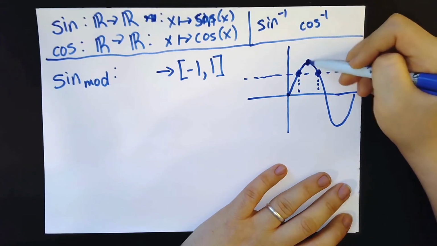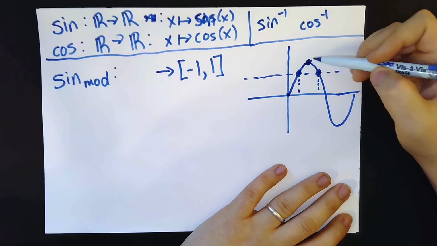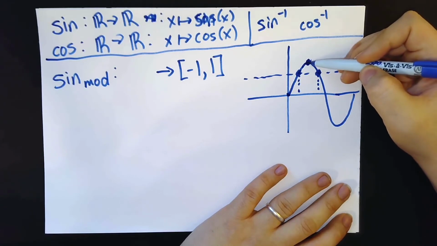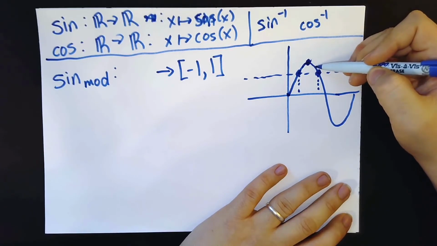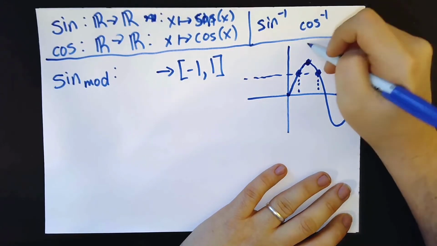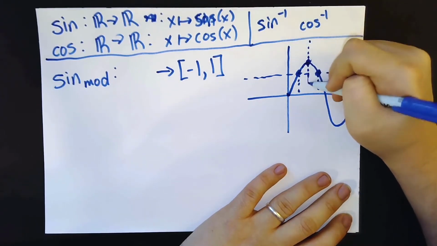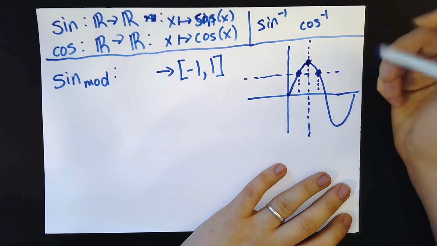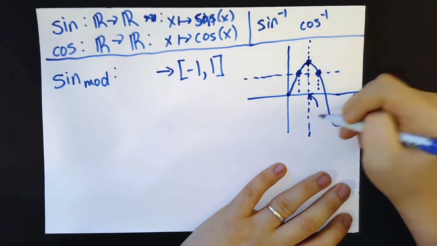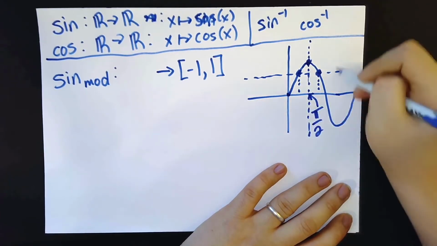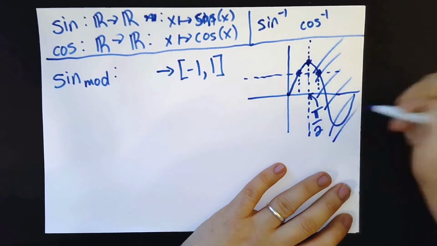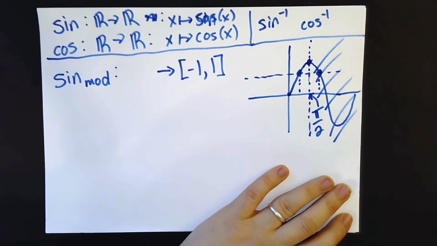And that actually happens right at this point. If I go past the peak here, then I start repeating output values as soon as I go past here. So in fact, I chop off the graph here at what works out to be pi/2. And so I just remove that part of the graph.